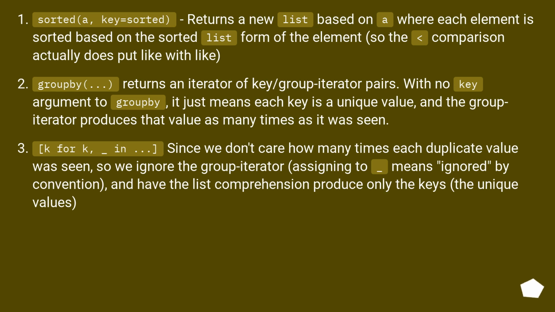With no key argument to groupby(B), it just means each key is a unique value, and the group iterator produces that value as many times as it was seen. In [k for k, _ in ...], since we don't care how many times each duplicate value was seen, we ignore the group iterator, assigning to underscore, which means ignored by convention, and have the list comprehension produce only the keys, the unique values.